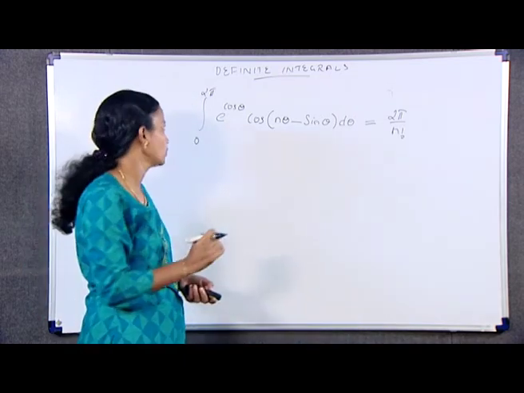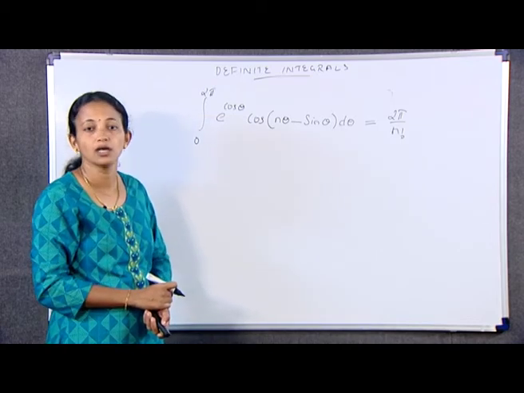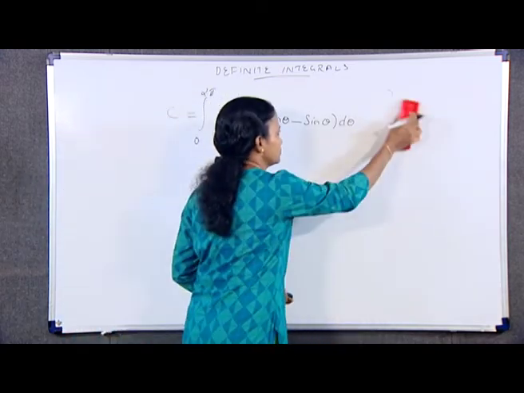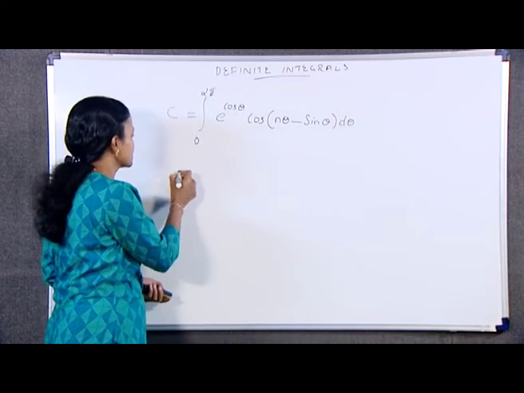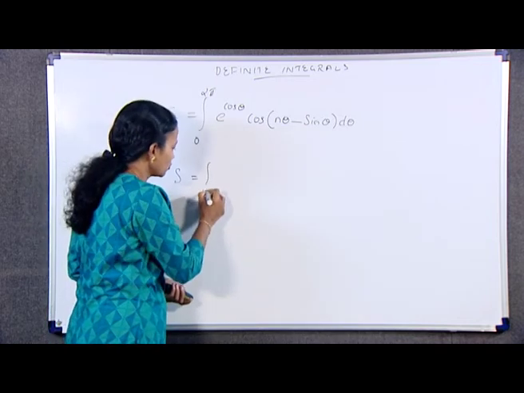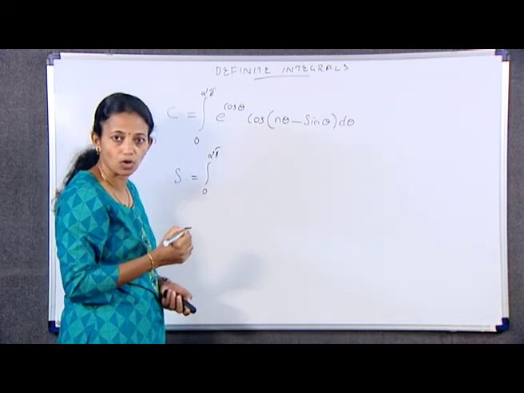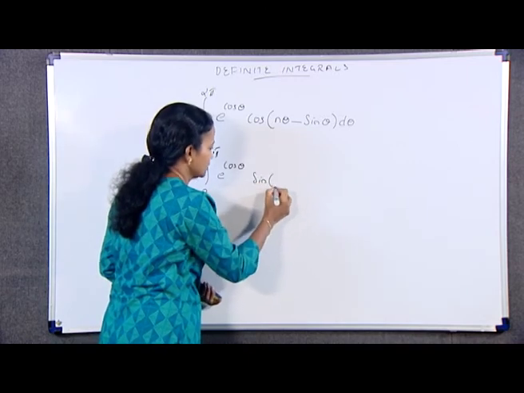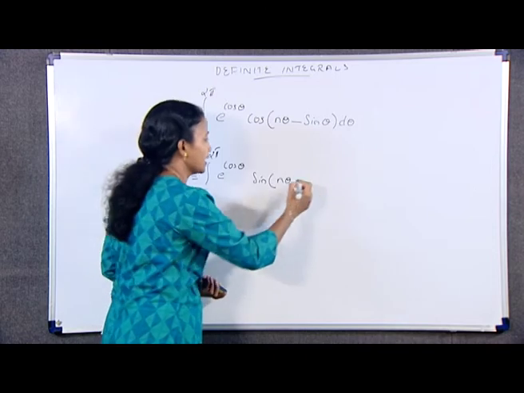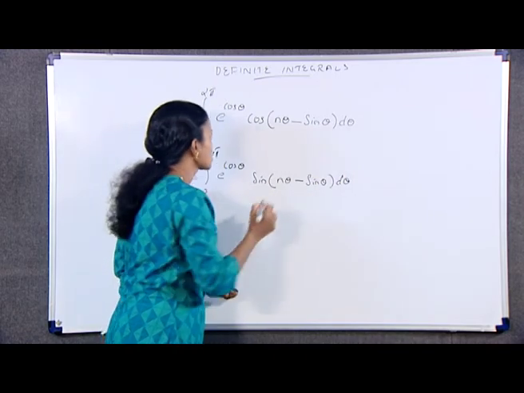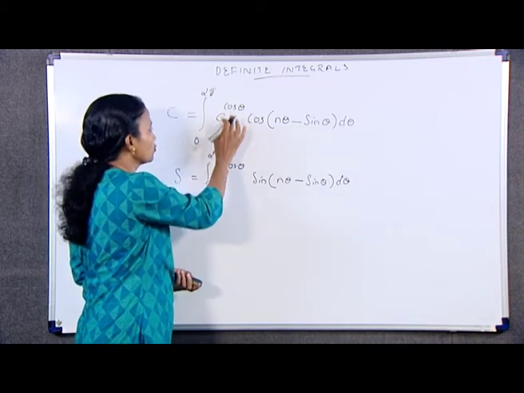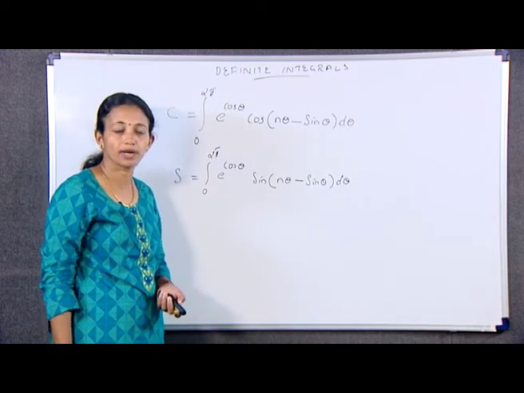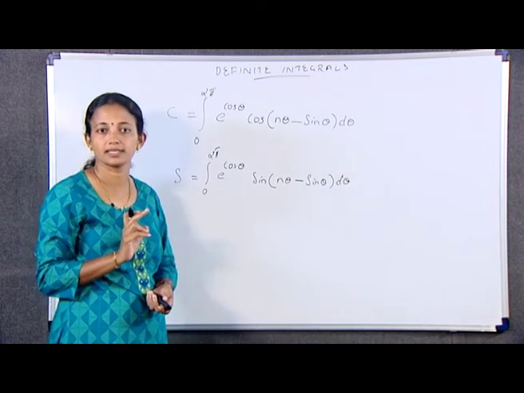Now, let C be equal to the integral from 0 to 2π of e^(cos θ) cos(nθ − sin θ) dθ, and S be equal to the integral from 0 to 2π of e^(cos θ) sin(nθ − sin θ) dθ.